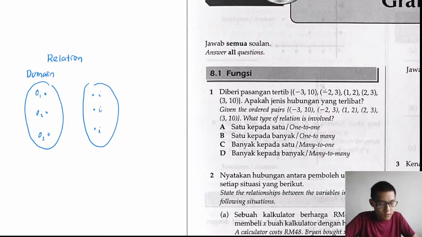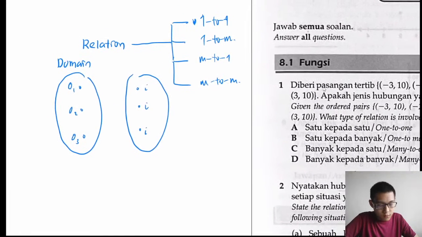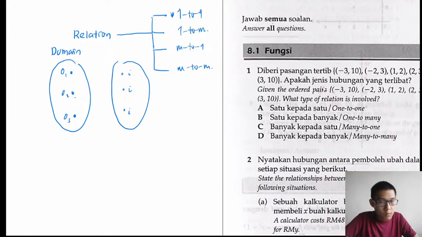So the relation is, we have 4 types of relation. Either 1 to 1, then 1 to many, many to 1, and many to many. Like that, there are 4 types. So what is meant by 1 to 1? That means every object is matched with one image only.